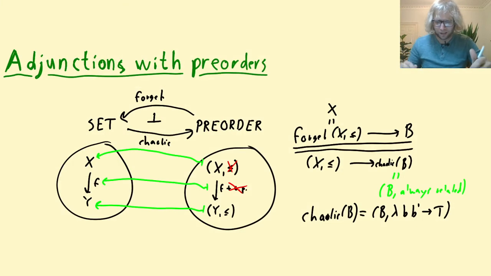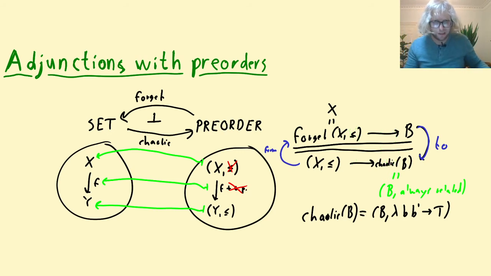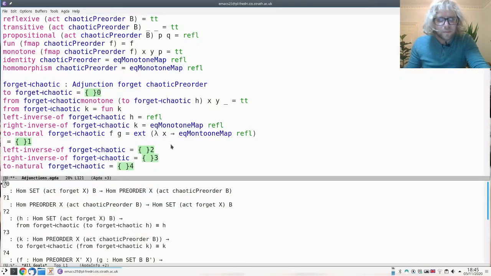So the to map is the thing that takes us here from the top to the bottom, right? This is to, and from is the map that takes us from the bottom to the top. And then we have to show that if I start at the top, go down and then up again, then I end up at the same place. And similarly, if I start at the bottom, go up and down again, I end up at the same place. So we have to be inverses. Right. Okay, so let's see if we can do this.